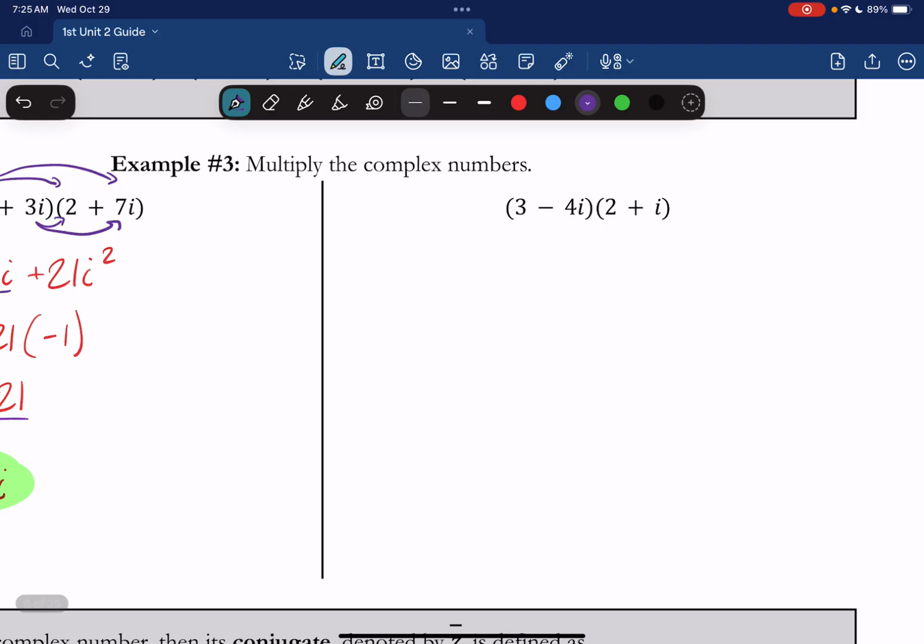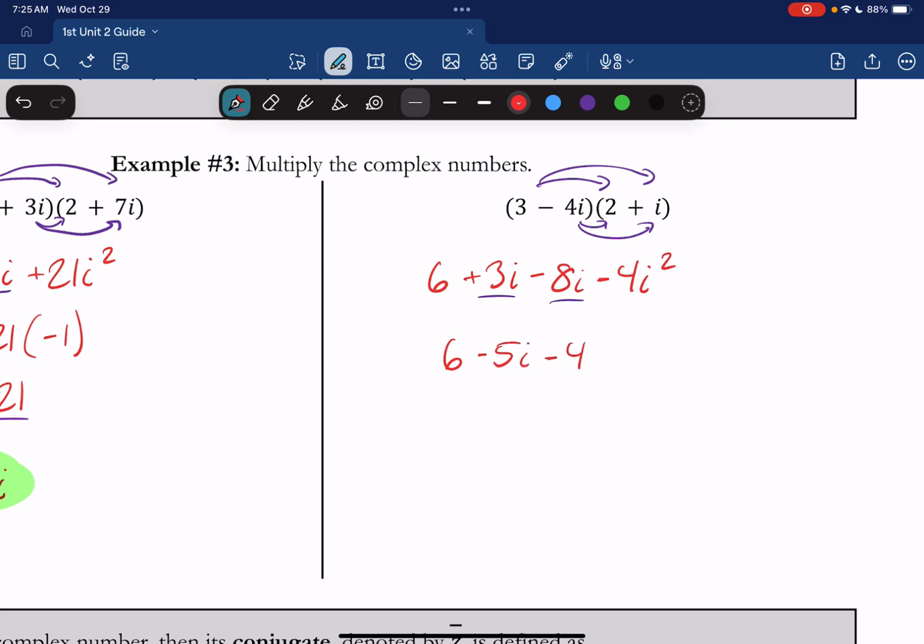Now we can go ahead and do the other one. So I'm going to go ahead and distribute this all out. So 3 times 2 is 6. 3 times i is going to be plus 3i. Negative 4i times 2 is negative 8i. Negative 4i times i is minus 4i squared. I'm going to go ahead and combine those two imaginary parts. So I got 6 minus 5i minus 4 times i squared, which we said was negative 1. So I have 6 minus 5i plus that 4. And I can go ahead and now combine those two, which gets me 10 minus 5i.